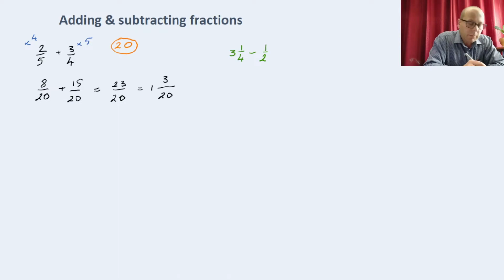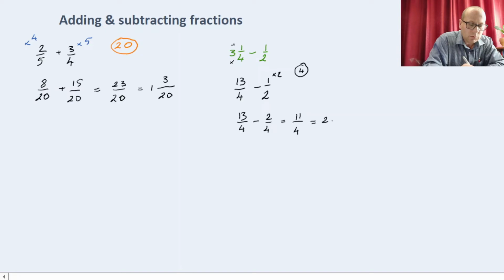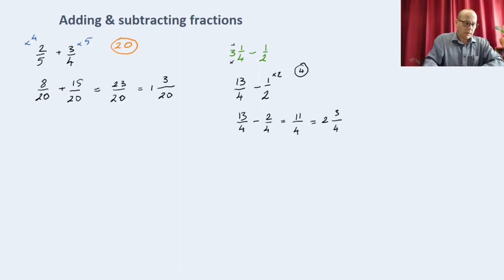I'm changing the mixed number into top heavy. Multiply and then add. So 4 times 3, 12, add 1, 13 over 4, minus 1 over 2. Common denominator, it's 4. So I'm multiplying only the second fraction by 2. So therefore, 13 over 4 minus 2 over 4, and that is 11 over 4. That's top heavy. That's 2 3/4.